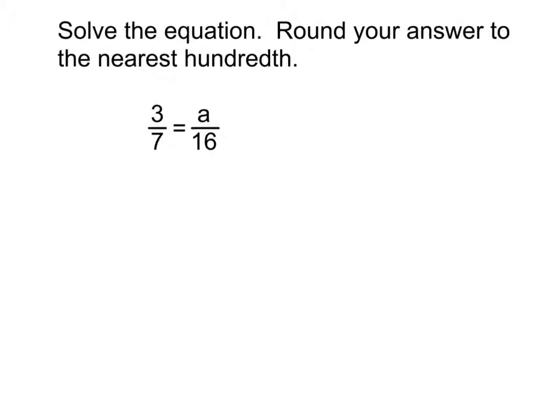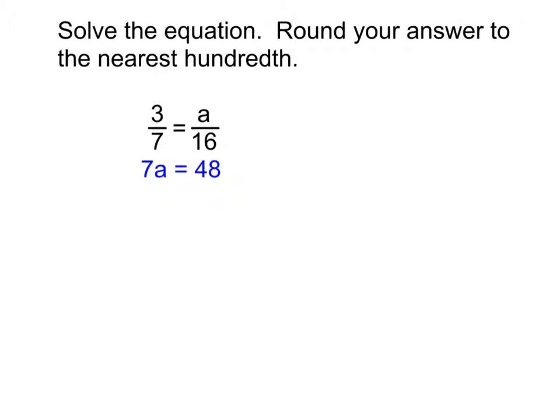As you solve this problem, I hope that you saw right away that since we have a fraction equal to a fraction, we're going to cross multiply. So I'm going to do a times 7, and I'm going to do 3 times 16. When we do that, we end up getting 7a equals 48 here.